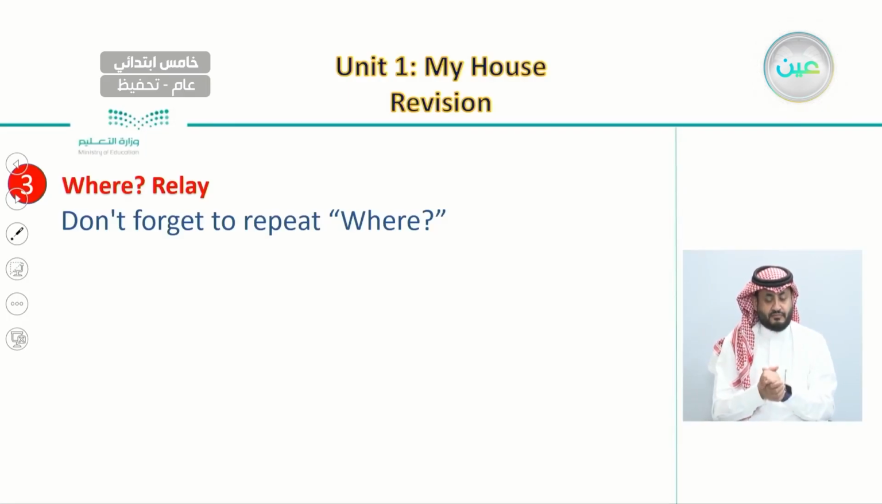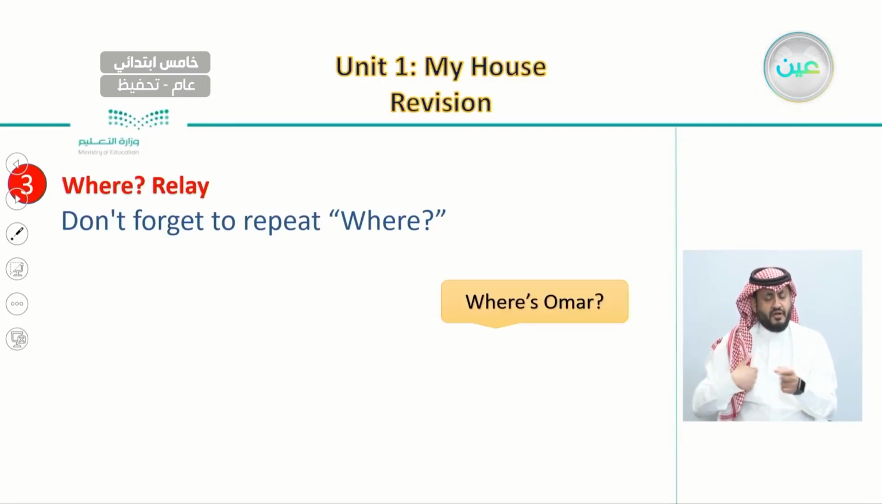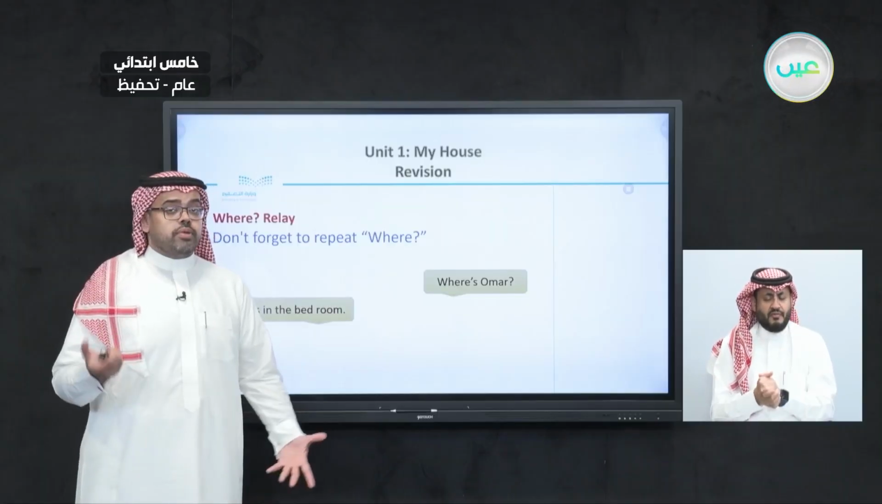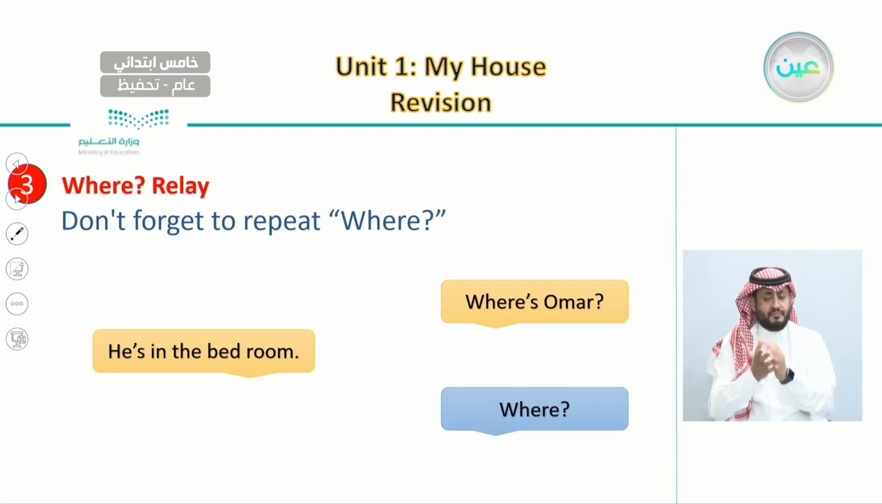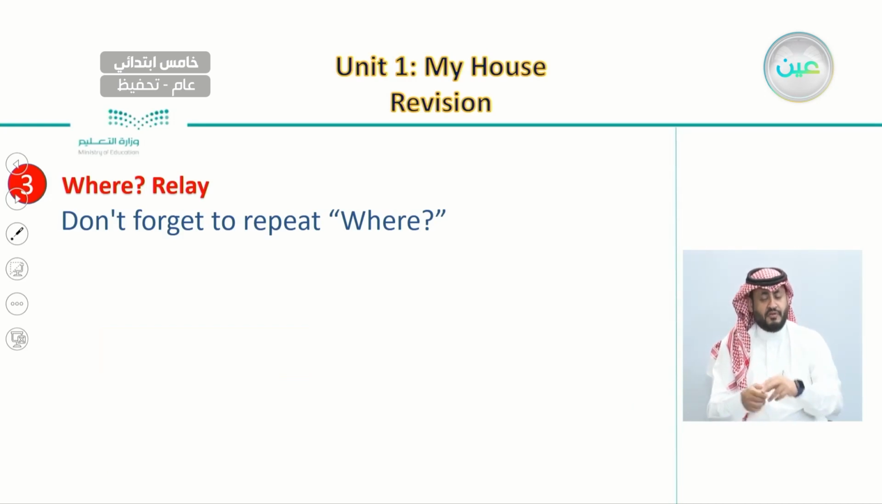And not only with Hashim, you can choose anyone from the group and ask about them. For example, "Where is Umar?" And then they would think of a place and say, "He is in the bedroom." Then you would repeat the word "where," and they would say, "He is in the bedroom."